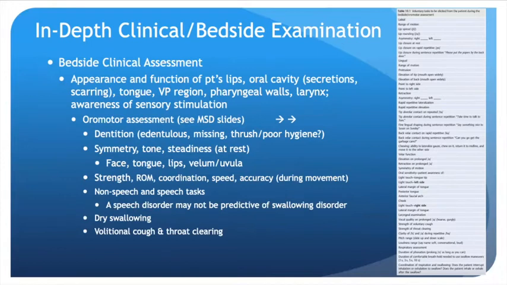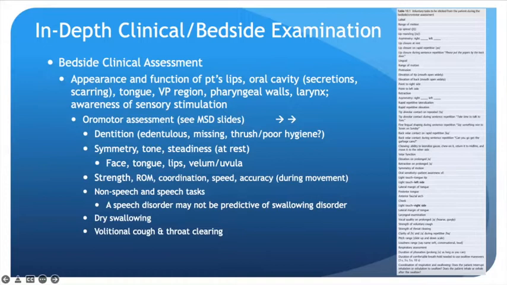Okay, and with the bedside or clinical examination, after the chart review, you're going to look at the appearance and the function of the patient's lips, their oral cavity. You might be looking for secretions or scarring, their tongue, their velopharyngeal region, the pharyngeal walls, the larynx, their awareness of various sensory stimuli. So you're looking at the anatomy and the physiology of the patient's oropharyngeal swallowing mechanism. You might start out with an oromotor assessment, and you can see the previous section on motor speech disorders for more details on oromotor assessment.